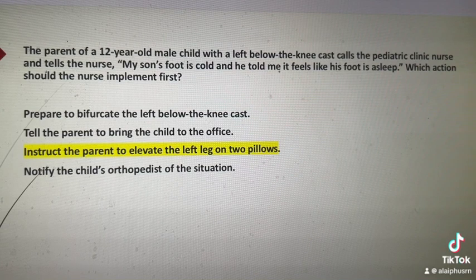With compartment syndrome, there will be swelling, so elevation of the left leg will decrease the swelling. This is very basic knowledge. Another distracting option would be the right leg on 2 pillows. Going back to the question, it says left, so the left leg should be treated, not the right. If it was right, then it should be right.